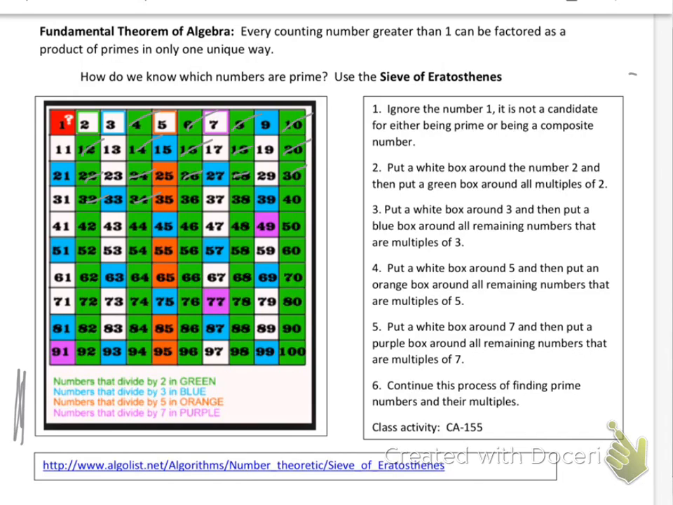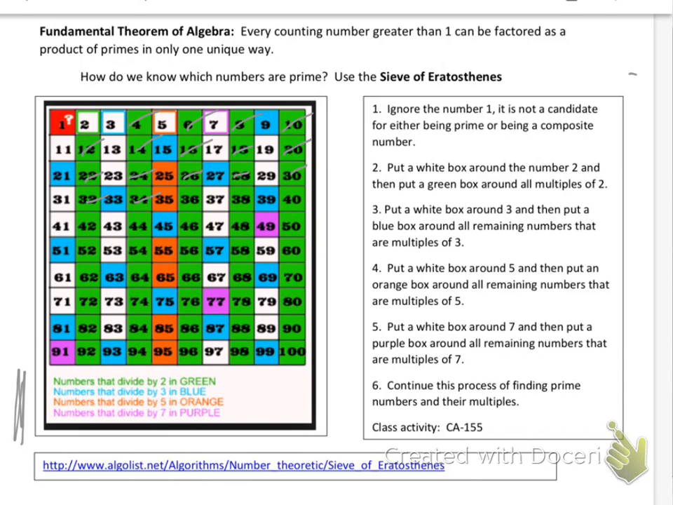Then we move on. I say put a white box around 7, and then put a purple box around all remaining numbers that are multiples of 7. So the first one we come to looks like 49. Then we have 77. Then we have 91. So all the green, all the blue, all the orange, and all the purple are not prime. All the white are prime. And by definition, a prime has only 2 multiples, 1 and itself.